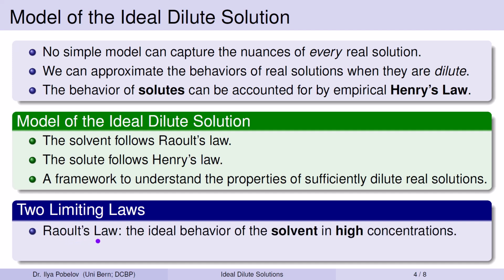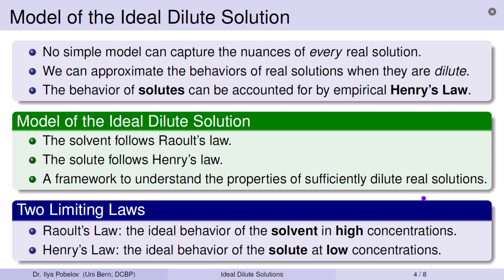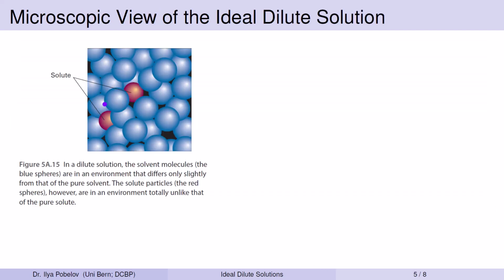Raoult's law characterizes the ideal behavior of the solvent in high concentrations, while Henry's law captures the ideal behavior of the solute at low concentrations. This figure illustrates a microscopic representation of an ideal dilute solution.